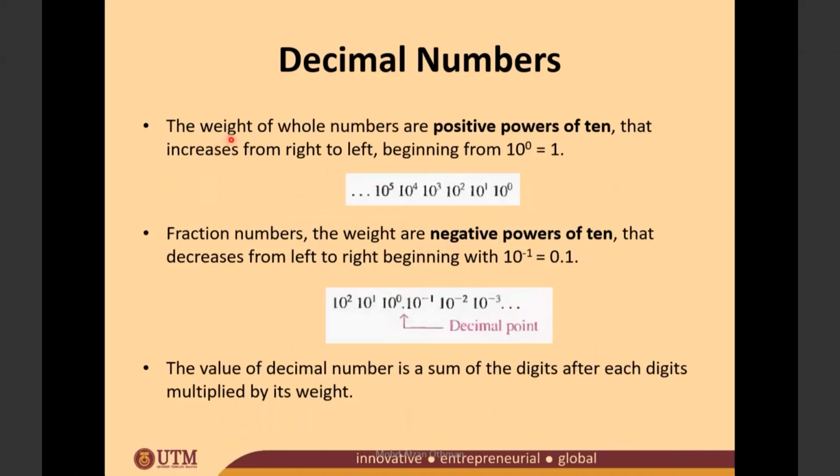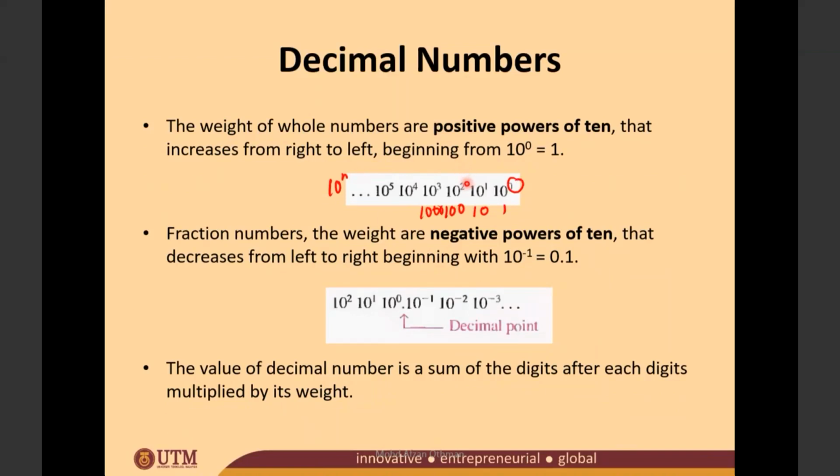The weights for the whole number are positive powers of 10 that increase from right to left, beginning from 10 power of 0 until 10 power of n. If you can see here, the weightage starts from 10 power of 0, which is 1. 10 power of 1 is 10, and this is 100, and 1000, 10,000, etc. So this is the weightage of the decimal number.